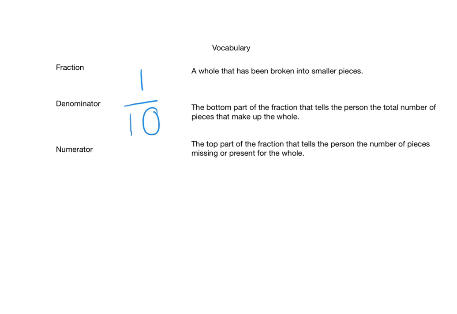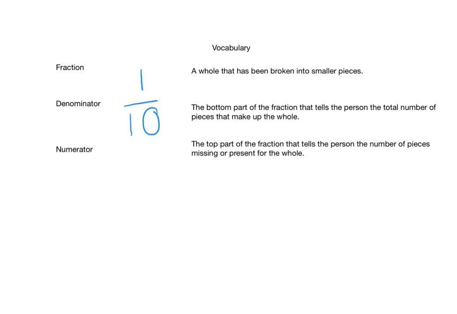A fraction is a whole that has been broken into smaller pieces. So if we look at this whole, the 1/10, that is a fraction. The denominator is the bottom part of the fraction that tells the person the total number of pieces that make up the whole. So in this case, I use 10.